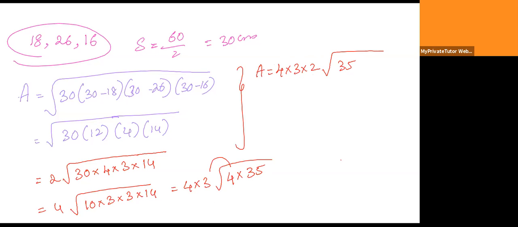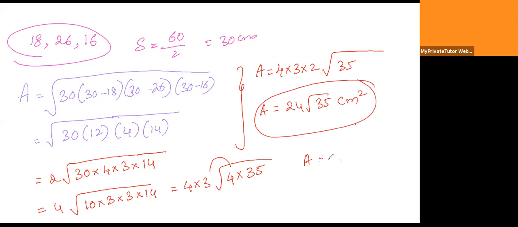Okay. Just a moment. Okay. So that's it, guys. Area would be 24 square root of 35. It would be great if you got the exact number, centimeter square.